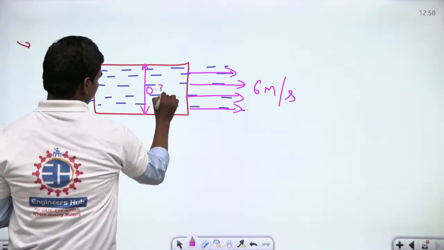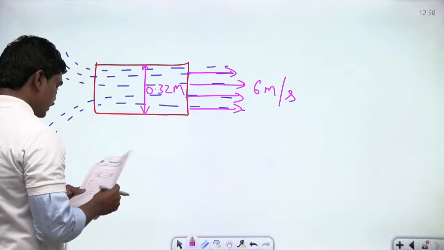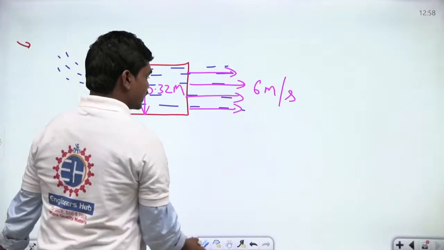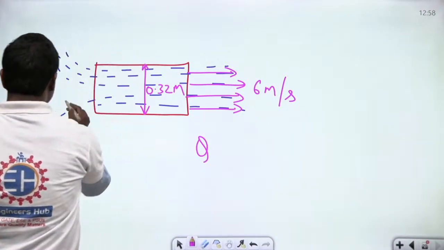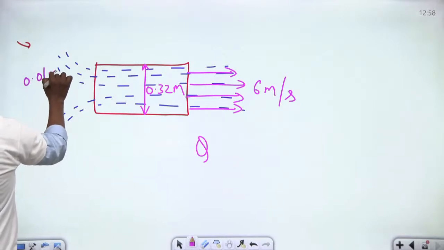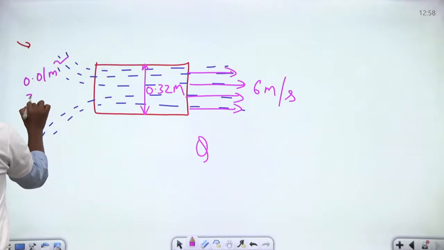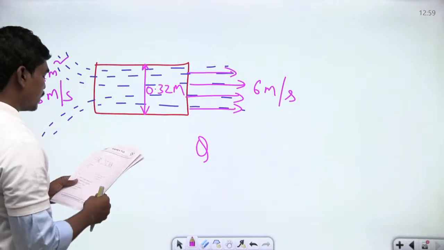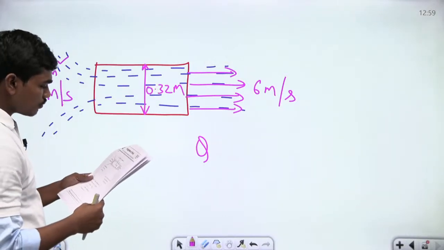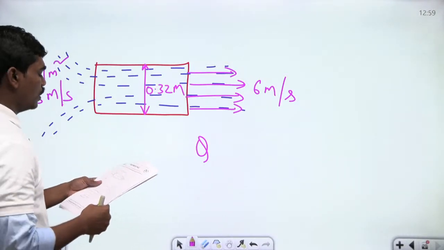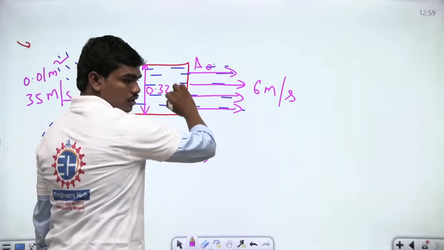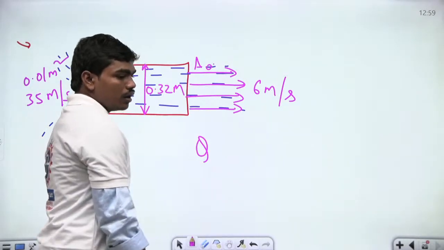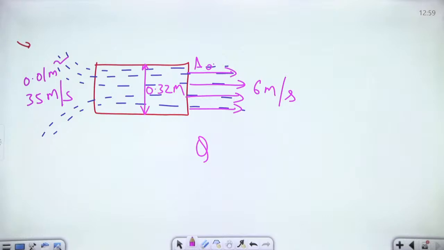Okay. So next, this is 0.32 meter. Then they are asking what is the mass flow rate of the fluid in liters per second. Inlet conditions are also given. 0.01 meter square is the area that's going out, and 35 meters per second is the velocity at which the flow is happening. So we can just multiply area into this, plus Q is equal to 0.8 into 6. So this area is A naught. Okay, so that's what we have.